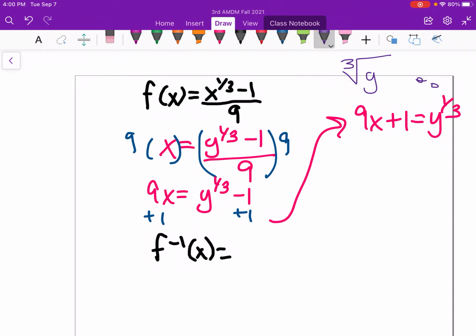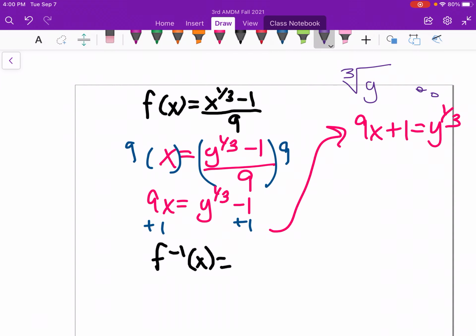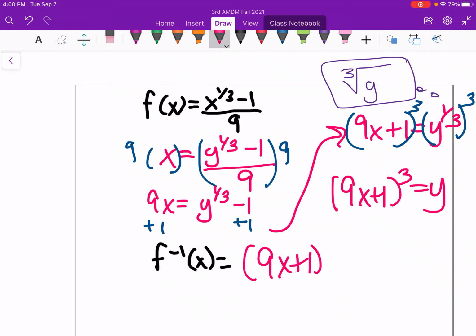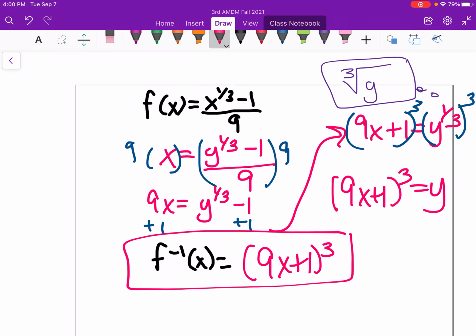That's the same. So I'm going to raise both sides to the third power. So I get both cubed, and you get the quantity 9x plus 1 cubed is y, or the quantity 9x plus 1 cubed is f inverse of x.